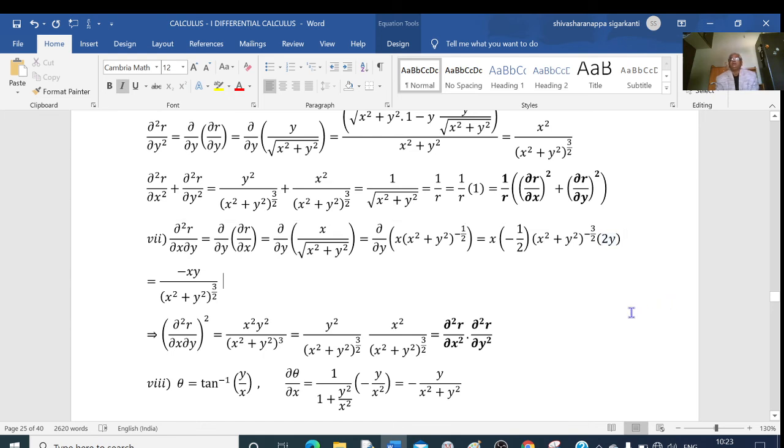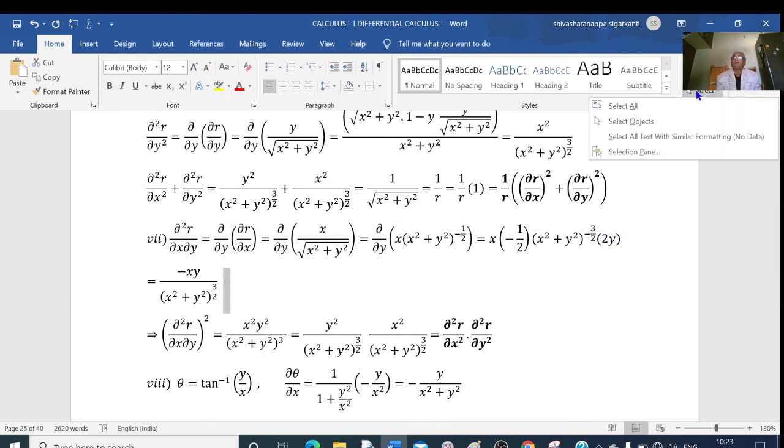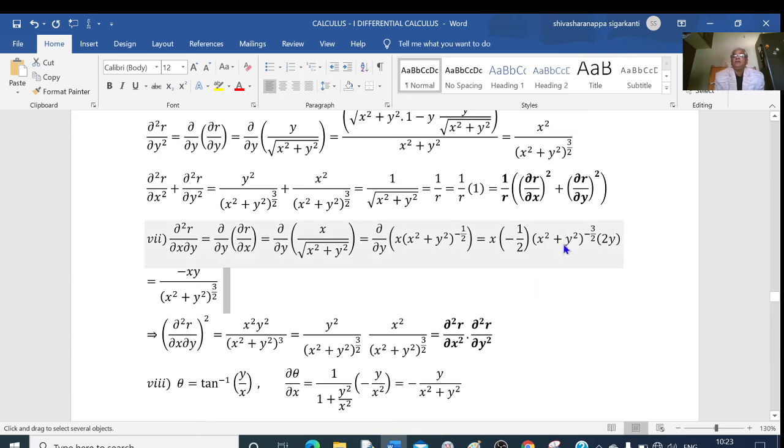So this is equal to (x square plus y square) to the power of minus 3 by 2. I will write it in the denominator. What remains in the numerator is with the negative sign, minus, and this 2 gets cancelled here. Minus xy by this. This is our dou square r by dou x dou y.